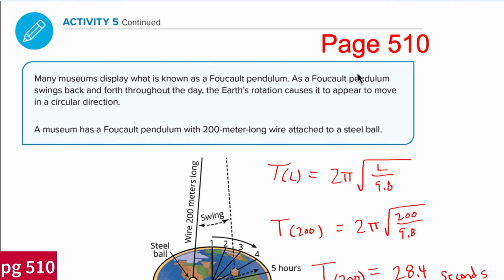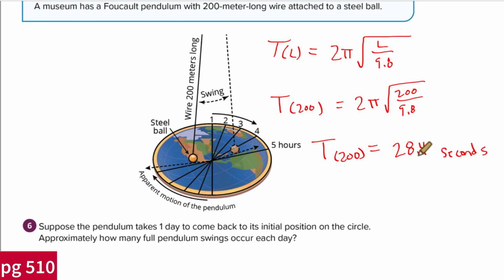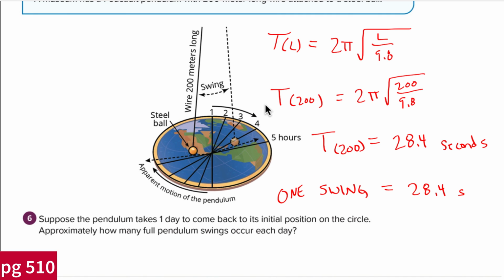Okay, so here's what I'm getting. A focal pendulum just swings back and forth. They said a museum has a focal pendulum that's 200 meters long. So I use our formula here and plug in a 200. When I do that, T of 200 equals approximately 28.4, right? So that means 28.4 seconds is one swing. How many seconds are in a day? Then I can figure that out.